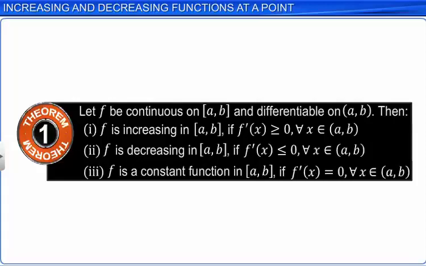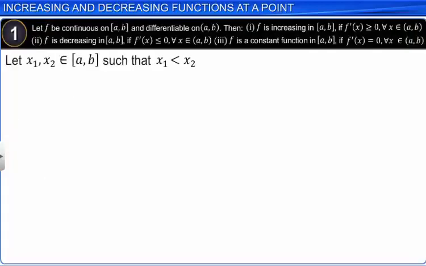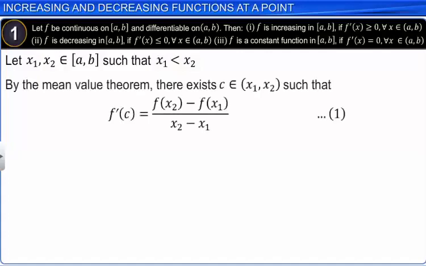Let us prove the theorem now. Consider two arbitrary elements, x1 and x2, such that x1 is less than x2 in the closed interval [a, b]. By the mean value theorem, there exists an element c in the open interval (x1, x2) such that the derivative of f at point c is equal to the value of f at x2 minus the value of f at x1, upon x2 minus x1.